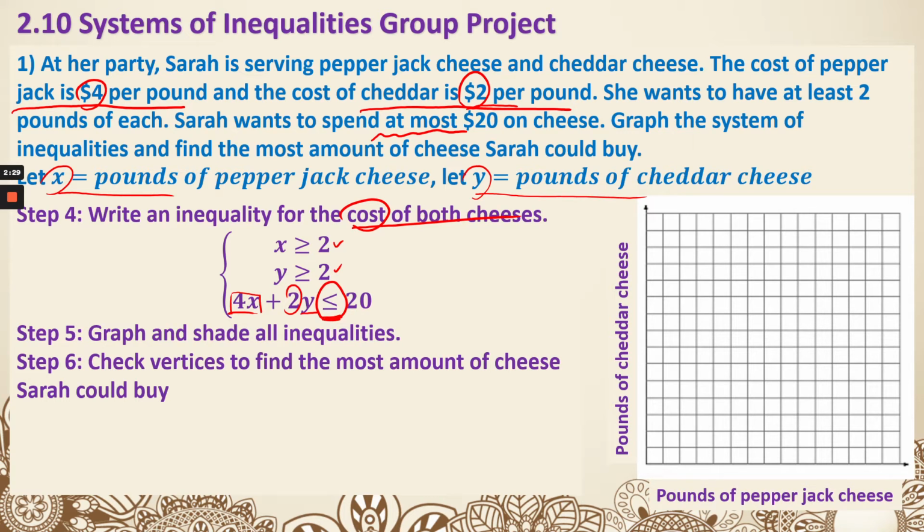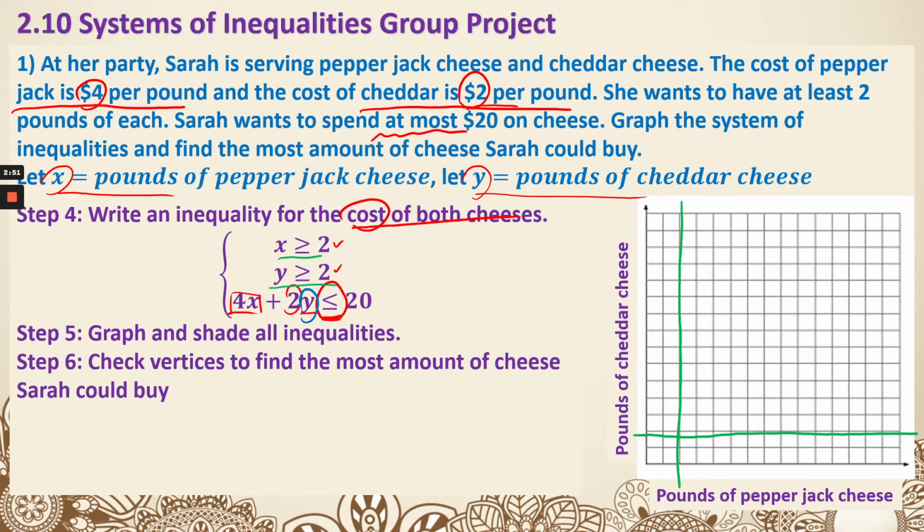Next, we're going to graph. I'm going to graph the two straight lines first. This is X greater than or equal to 2. This is Y is greater than or equal to 2. So it's going to be right here for the X, and it's going to be right here for the Y. Again, X is going to cross the X-axis, and Y is going to cross the Y-axis. And now let's graph the last one.